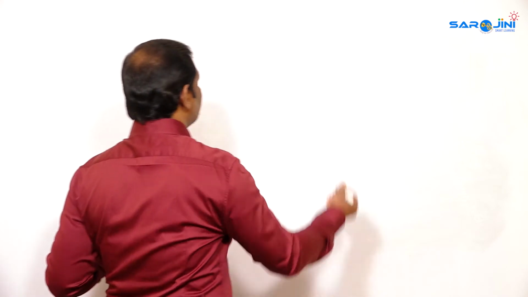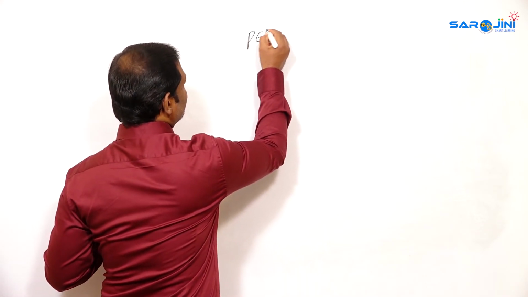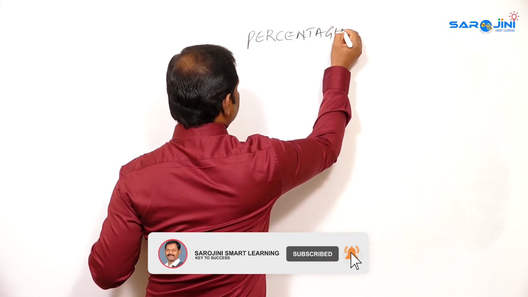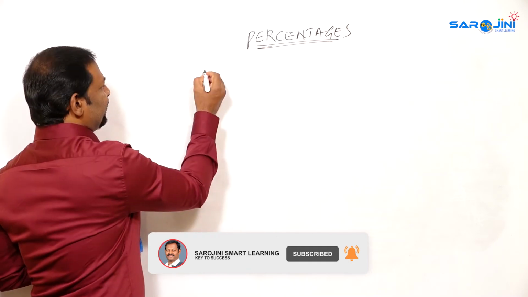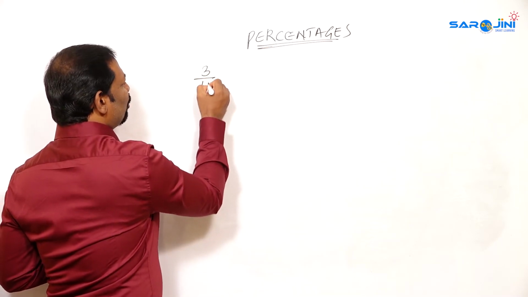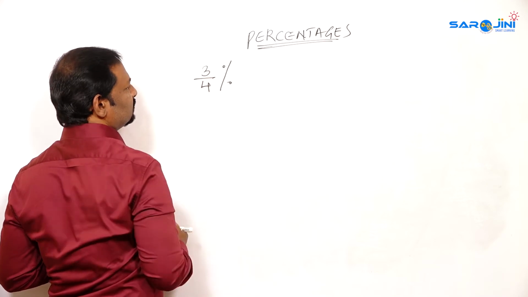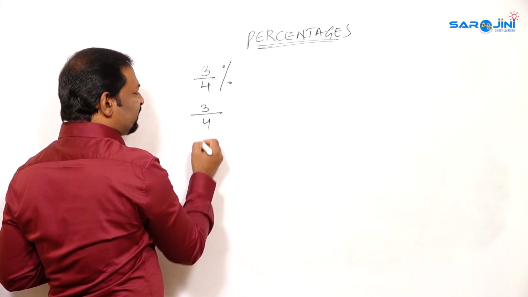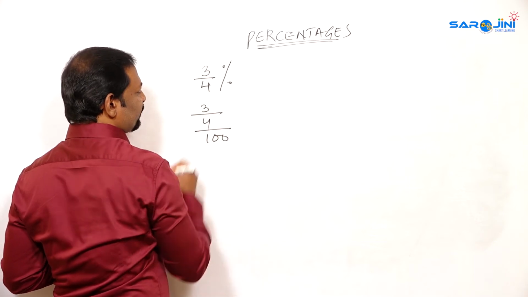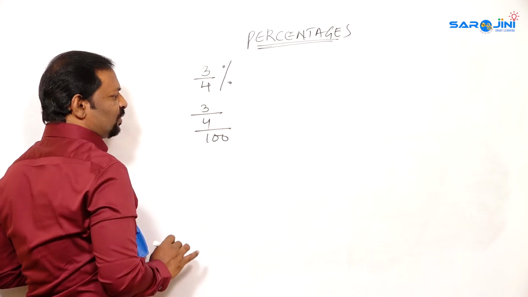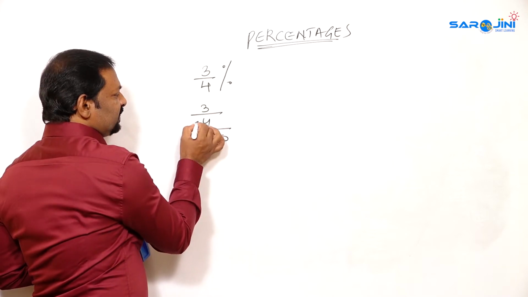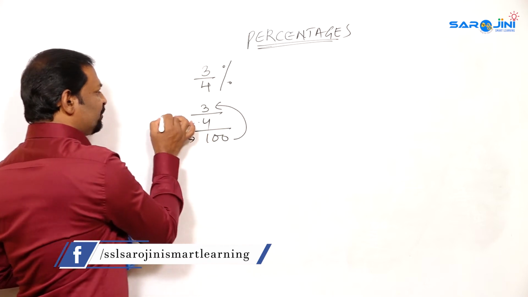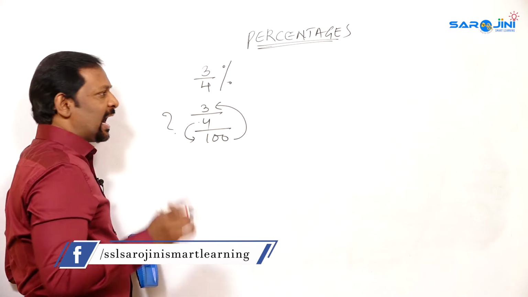So today our topic is percentage. If it is given 3/4%, then 3/4% means divided by 100. Now here you have to understand one thing: does this 4 come down, or does this 100 go up? This is a confusion for many students. I'll explain.